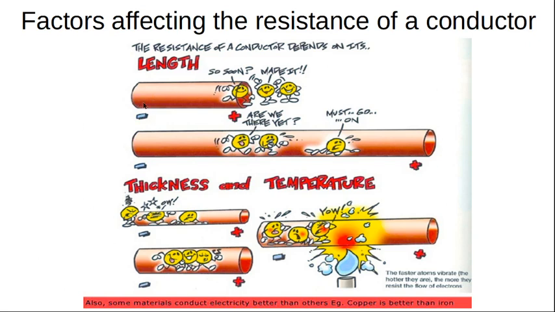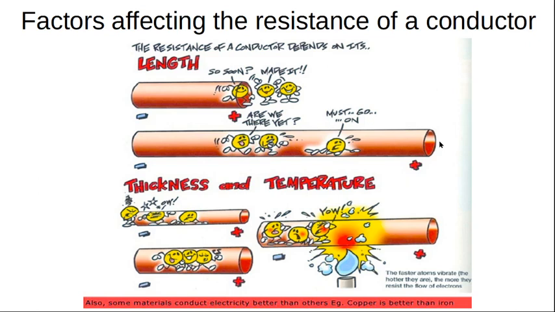In a short conductor, look, the electrons go, so soon, we made it. But then in a long conductor, they're like, are we there yet? Must go on. So it's really hard work for electrons to get to the end of a long conductor. So the resistance increases with the length of the conductor.